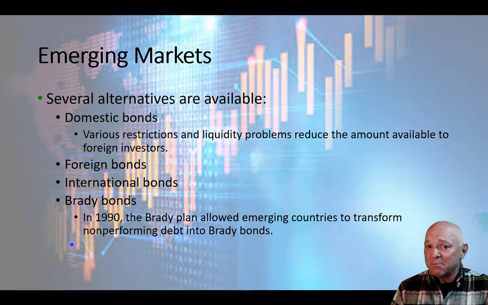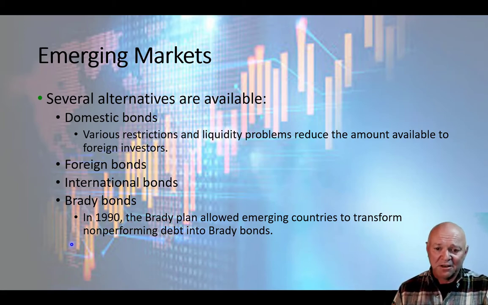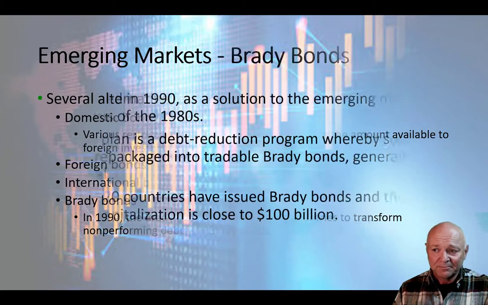Brady bonds were something that was developed as a result of the emerging market crises that we saw in the 1990s, mostly led by the United States. The Brady plan was established to allow emerging markets to convert non-performing debt, steeply discounted, into something called Brady bonds.